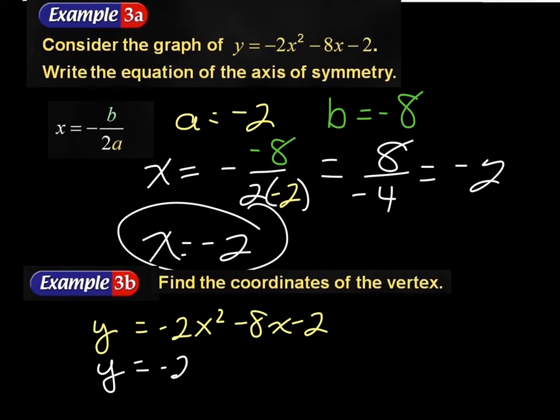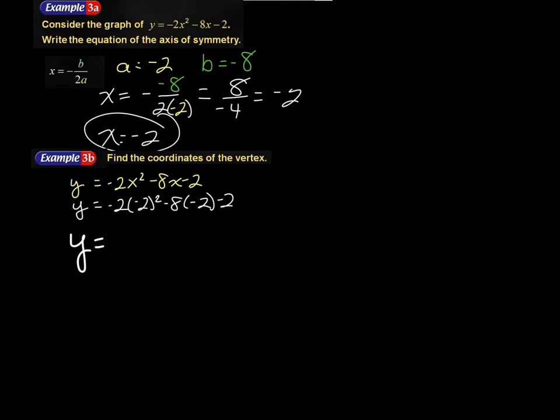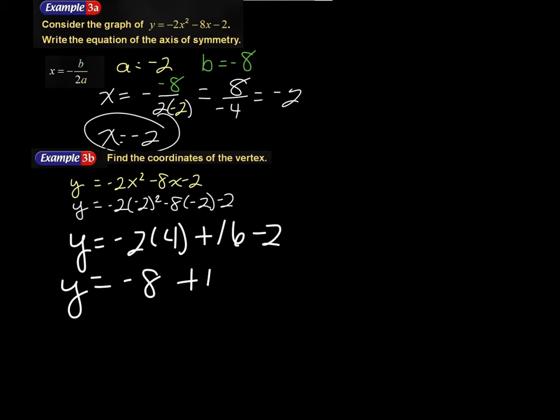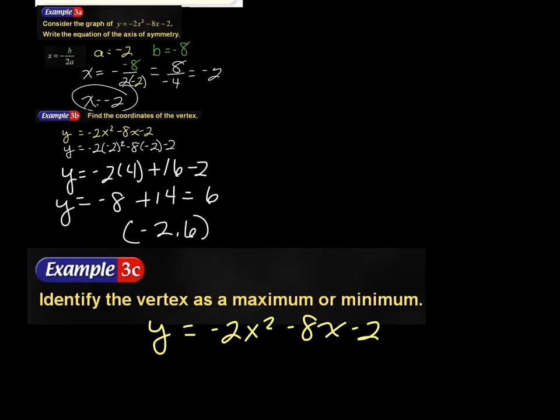So y equals -2 times (-2) squared minus 8 times -2 minus 2. That's a lot of 2's. So we've got -2 times 4. Negative times negative is positive. So y equals -8 plus 14, which should be 6. So my vertex is at (-2, 6). Identify the vertex as a maximum or minimum. Well, to do that, all we have to do is look at a. A is negative, so this parabola opens down, so that means we have a maximum.